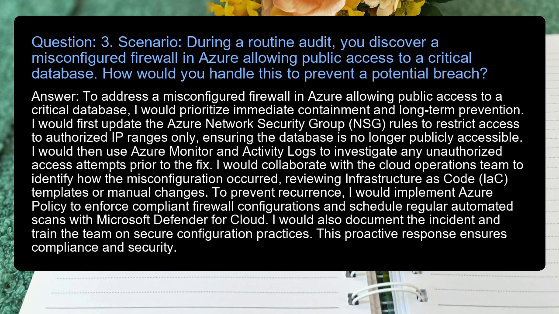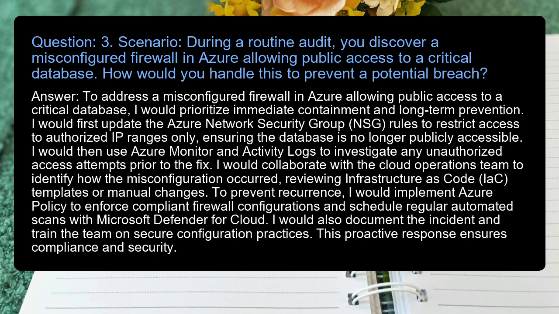Question 3. Scenario: during a routine audit, you discover a misconfigured firewall in Azure allowing public access to a critical database. How would you handle this to prevent a potential breach? Answer: to address a misconfigured firewall in Azure allowing public access to a critical database, I would prioritize immediate containment and long-term prevention. I would first update the Azure Network Security Group, NSG, rules to restrict access to authorized IP ranges only, ensuring the database is no longer publicly accessible.